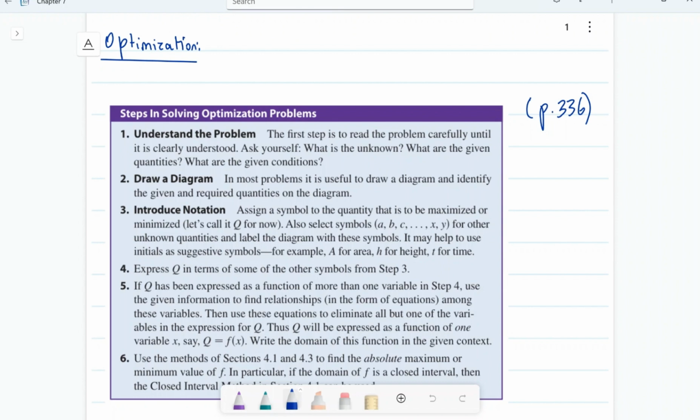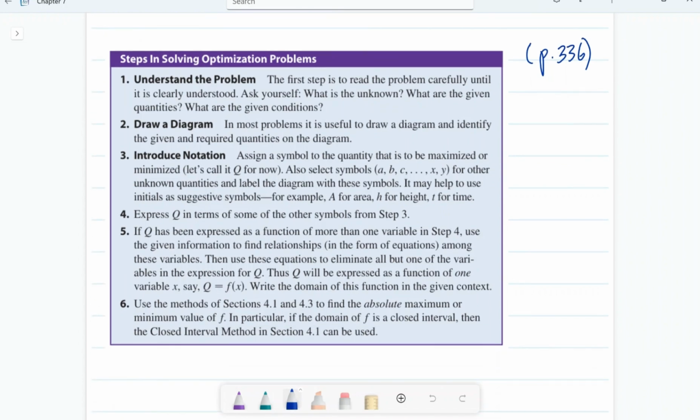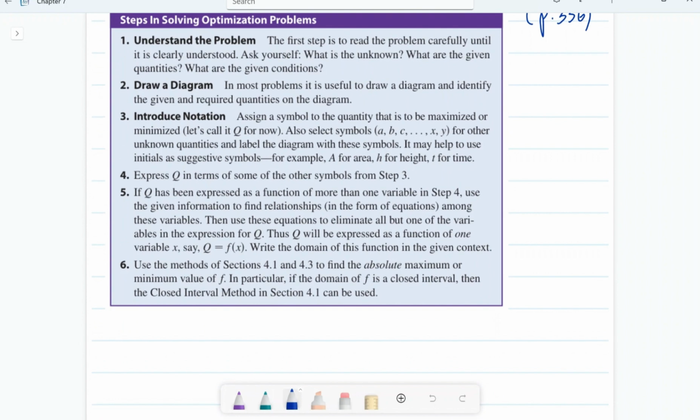But in part five, you need to use, so if Q has been expressed as a function of more than one variable in step 4, use the given information to find relationships in the form of equations among these variables, then use these equations to eliminate all but one of the variables in the expression for Q. Thus Q will be expressed as a function of one variable x. Say Q equals f of x. Write the domain of this function in the context. So, in other words, we have made this function in the terms of one variable, and you want to know what the domain of this function is, when it can exist.